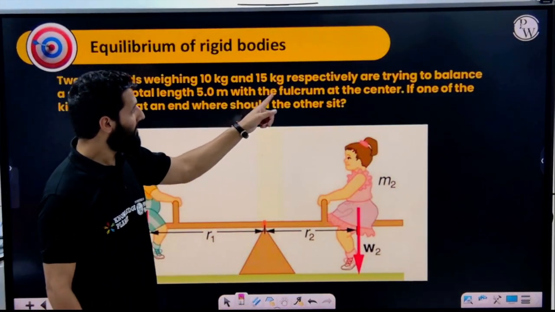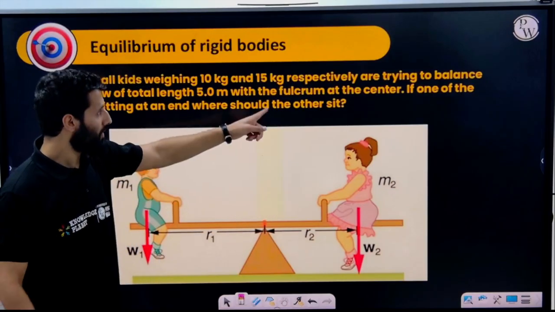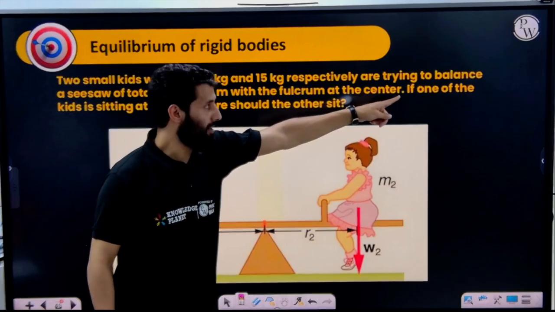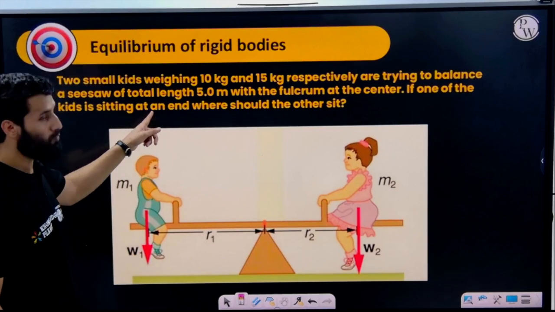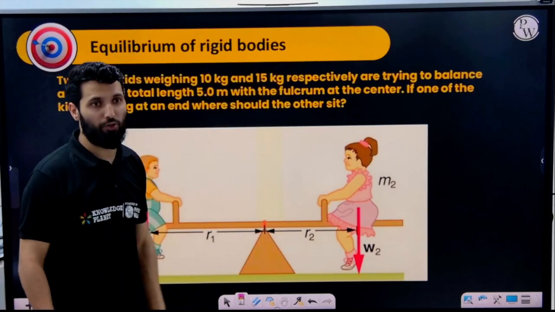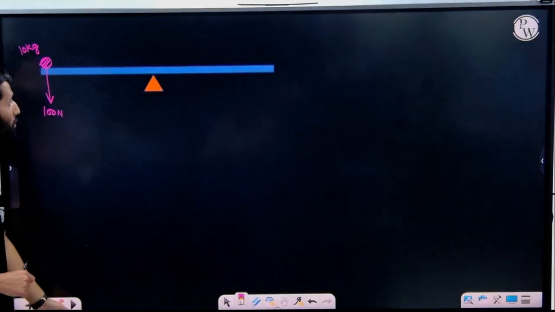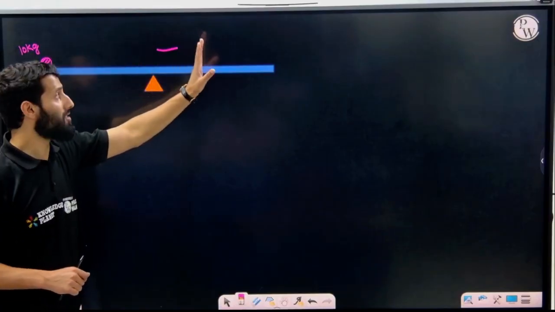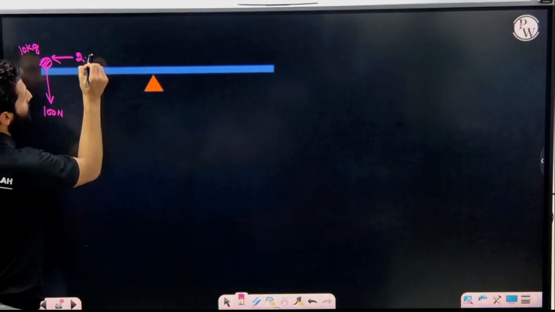The fulcrum is called the hinge support also, at the center, exactly at the center. If one kid is sitting at one extreme end, where should the other sit so that the torque will balance? Total is 5 meters length. One is at the extreme position, so how much? 2.5 meters.